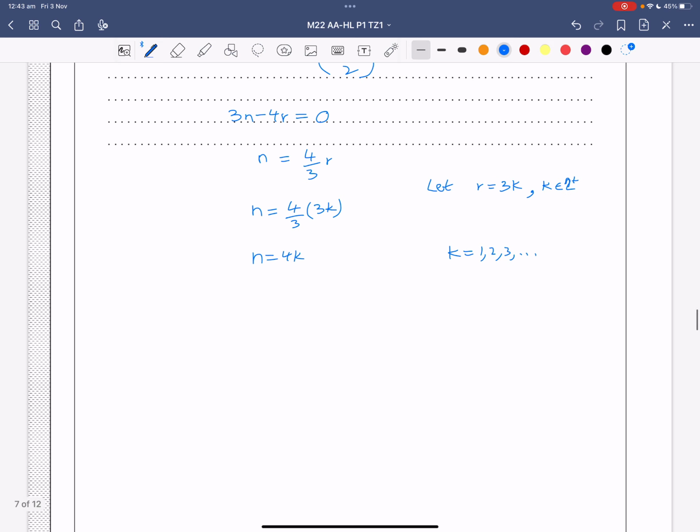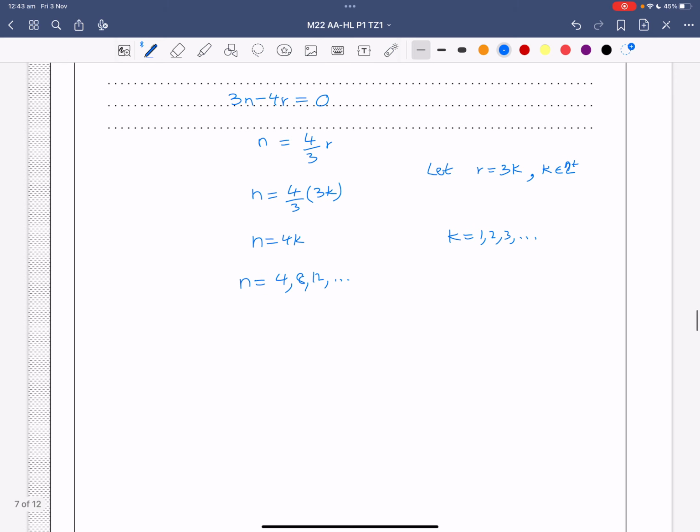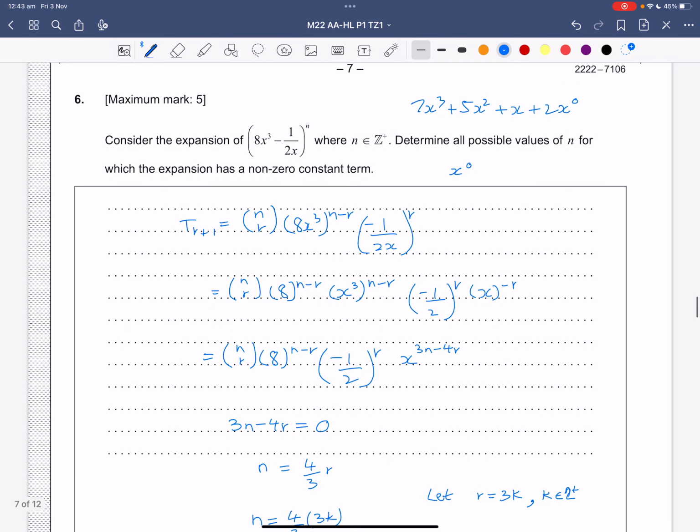So this means that n can take on the values 4, 8, 12 and so on. Because if k is 1, then n would be 4 times 1, which is 4. If k is 2, then n would be 4 times 2, which is 8, and so on. So these are the possible values for n, and these values do continue and they go on until 16, 20 and so on. So that's how you solve question number 6.